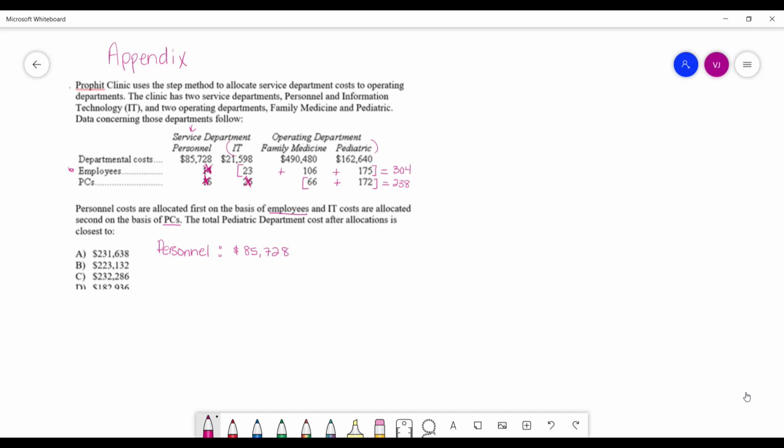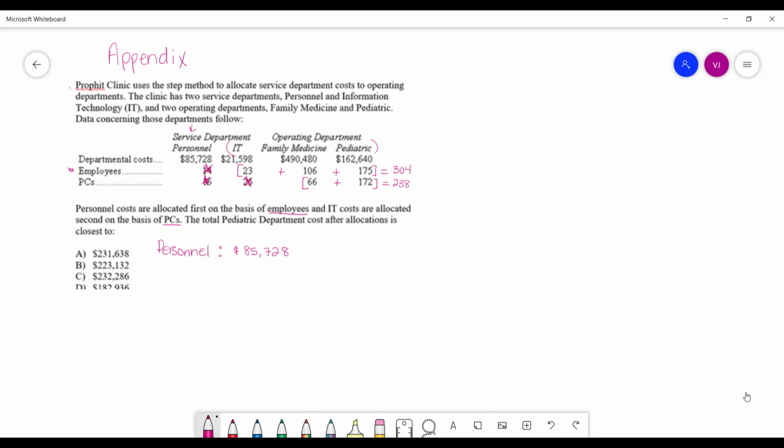All right, so first let's look at personnel. We want to allocate the personnel cost. With the step-down method, we first allocate to the remaining service departments, which is just the 1 and the 2, or however many operating departments there are. So first we're going to allocate it to the IT department. So how much of that 85,728 will the IT department get?